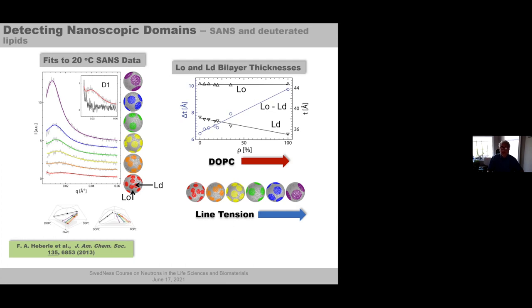And then the experiment was to see what happens as you exchange one of the lipids, POPC, the monounsaturated lipid, with the other, DOPC, the polyunsaturated lipid with two unsaturated chains.